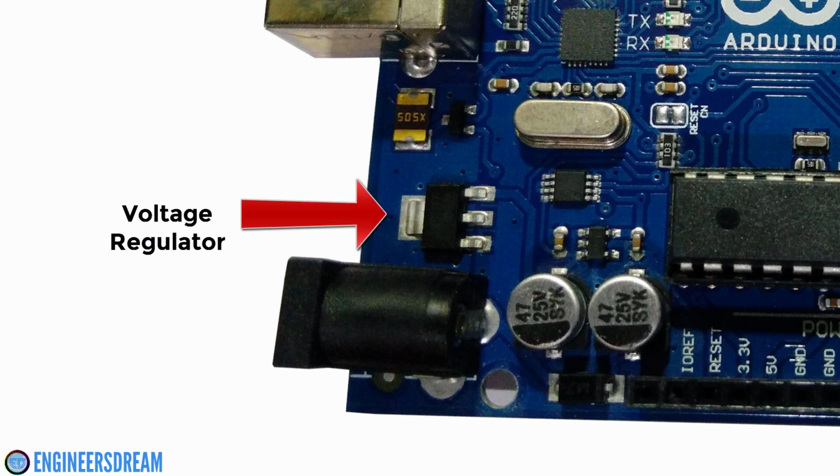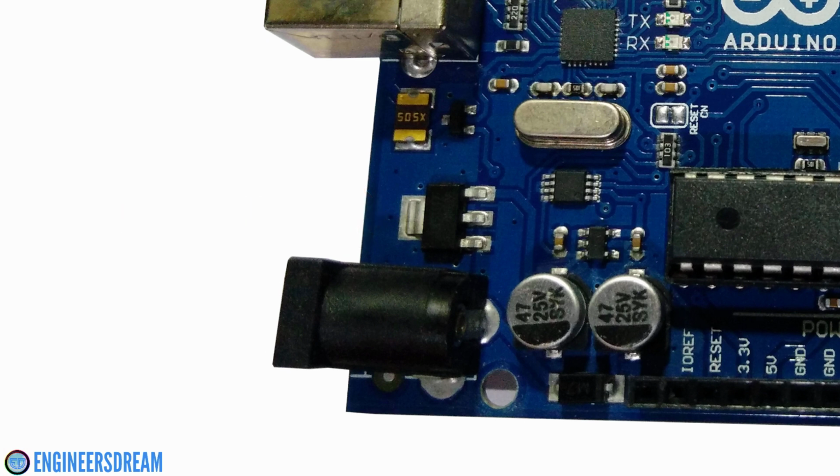The Arduino also consists of a voltage regulator which converts higher voltages to 5 volts. So even if you supply an external voltage of more than 5 volts to the Arduino, the voltage regulator is the one that reduces the voltage to 5 volts, thus protecting your Arduino from higher voltage damages.